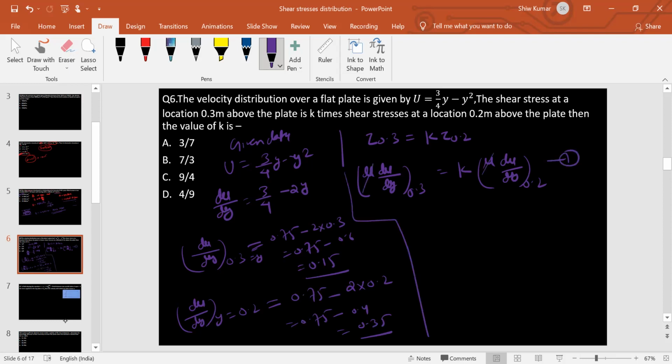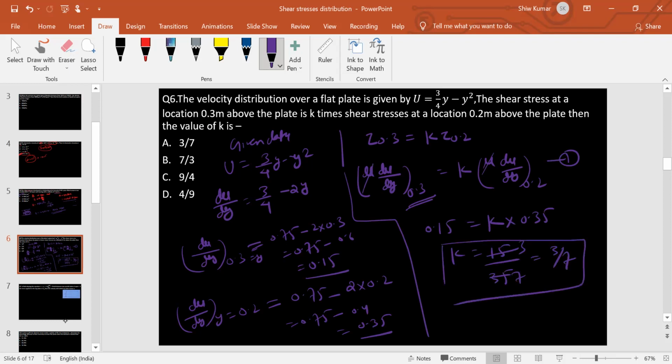So this mu gets cancelled. It's 0.15 into 15 by 35, and it's 5 3 the 5 7. The answer will be 3 by 7. The k value is 3 by 7, and option number A is the right answer. Similarly, we have the next question.